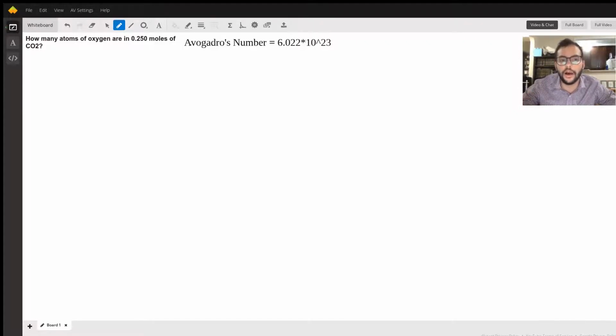So a mole is a huge number. It's Avogadro's number. It's 6.022 times 10 to the 23rd. So if you had 1 mole of something, that means you're saying that you have 6.022 times 10 to the 23rd of that item or of that compound or whatever it is. So saying you have 0.25 moles, it's just saying you have a quarter of that number.